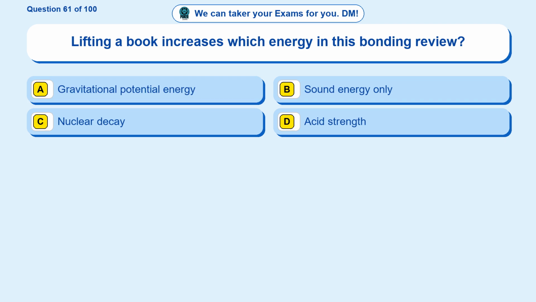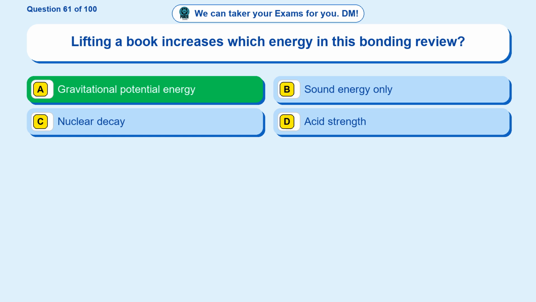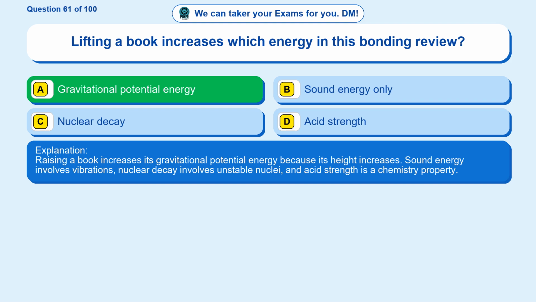Question 61. Lifting a book increases which energy in this bonding review? Option A, gravitational potential energy. Option B, sound energy only. Option C, nuclear decay. Option D, acid strength. The correct answer is option A. Gravitational potential energy. Raising a book increases its gravitational potential energy because its height increases. Sound energy involves vibrations, nuclear decay involves unstable nuclei, and acid strength is a chemistry property.